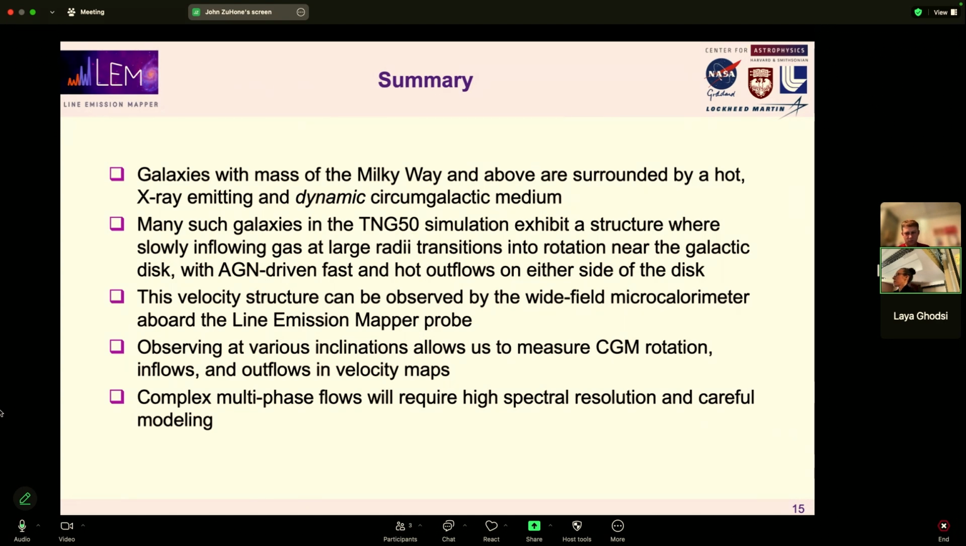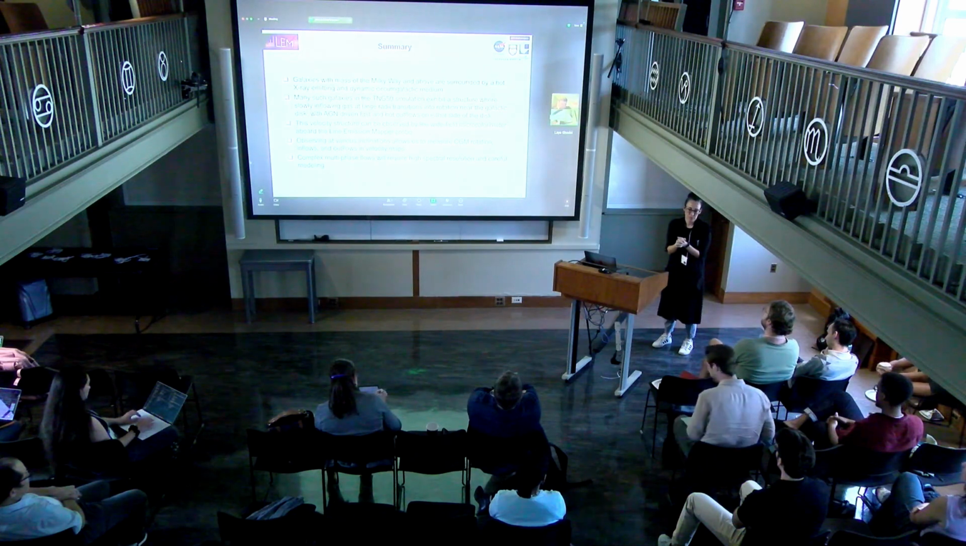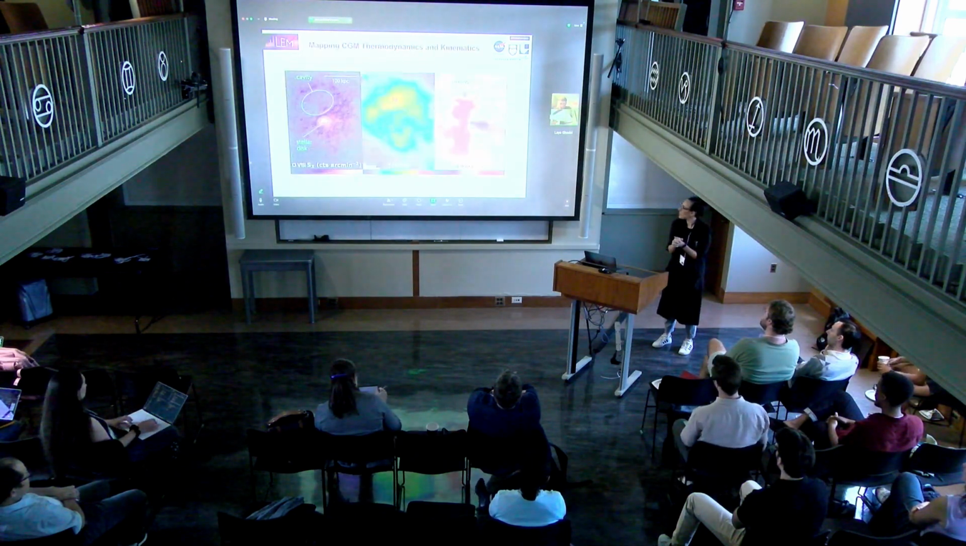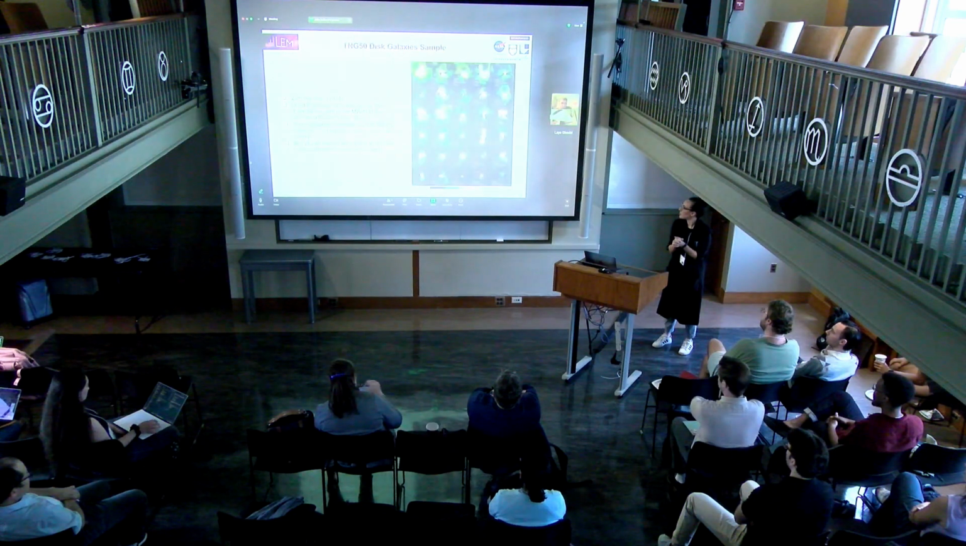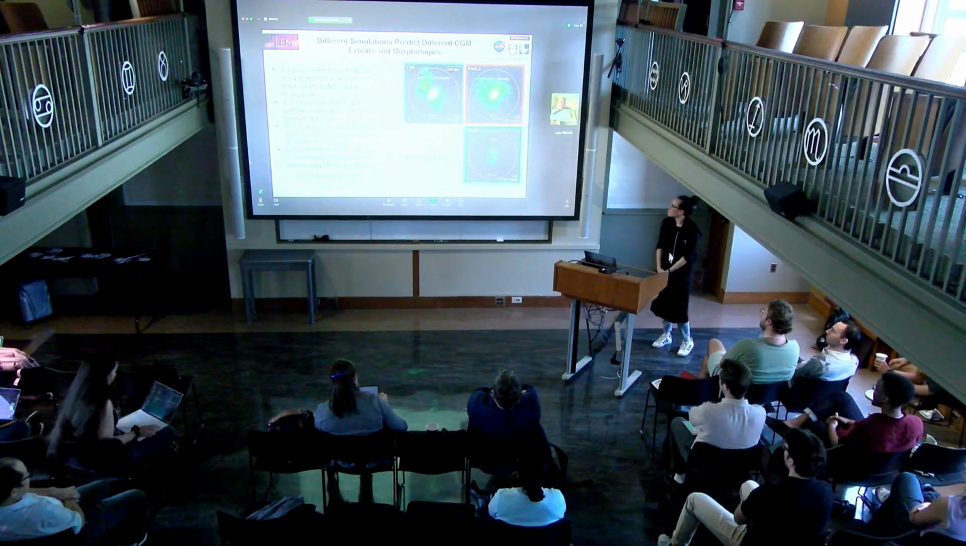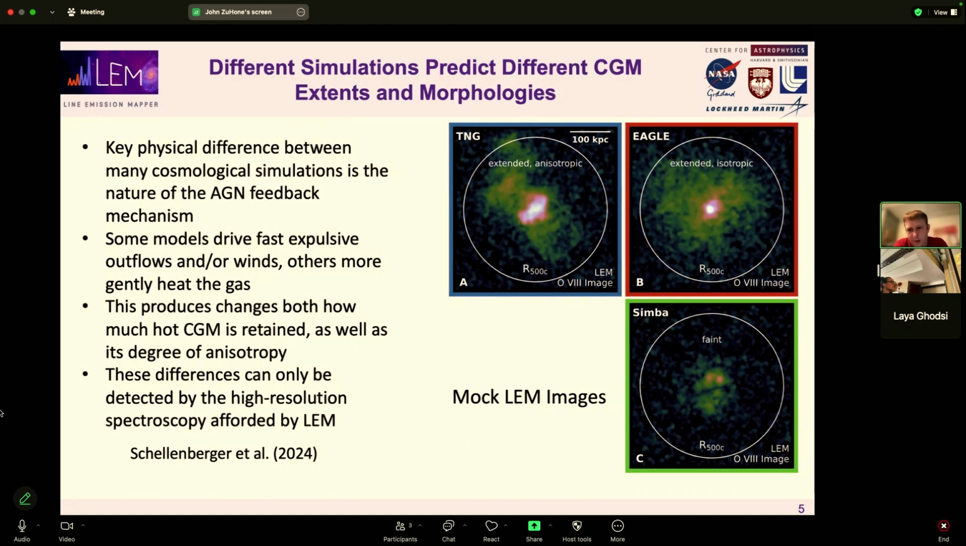In the earlier plot you were showing where you're comparing TNG, Eagle, and Simba, what halo mass was that looking at? A good question. I don't remember the exact number off the top of my head, but most of the galaxies we've looked at for this were roughly Milky Way mass galaxies or slightly above. Okay. So this is roughly between 1 and 2 times the mass of the Milky Way is roughly the mass range you're looking at here.